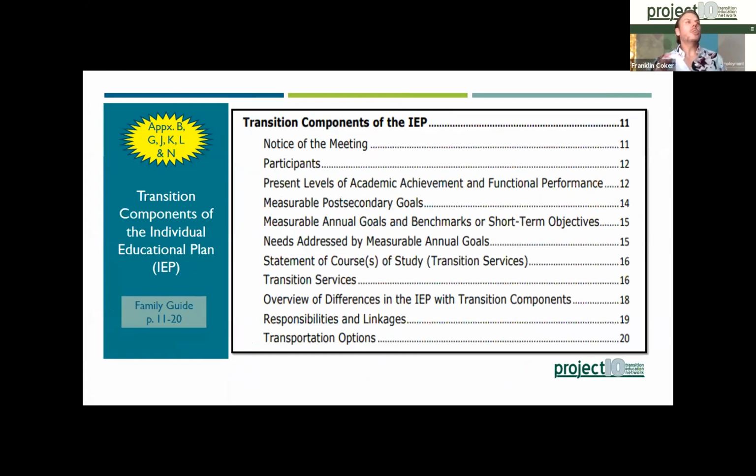All right, so for the transition components of the IEP, the next section, we really look at the topical areas that play out in the guide. Notice these are all really high quality elements: notice of the meeting, participants, measurable post-secondary goals, transition services, etc. All of these are going to be critical because each one presents a topic or understanding about what families need to know about their legal rights, and about how they can participate equally as a partner in the decision with their student.